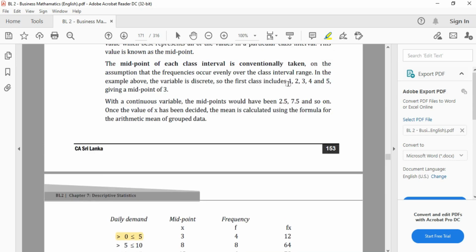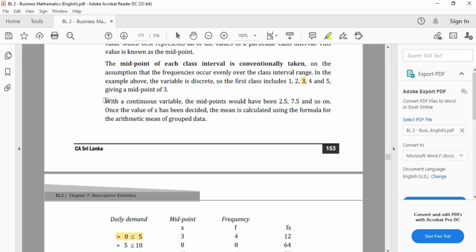Right? So in 1, 2, 3, 4, 5, obviously we know the middle value will be 3. Why is that? Because two numbers are behind 3 and equally two numbers are after 3. So a midpoint is a point where the number of items behind that number and the number of items after that number is the same.